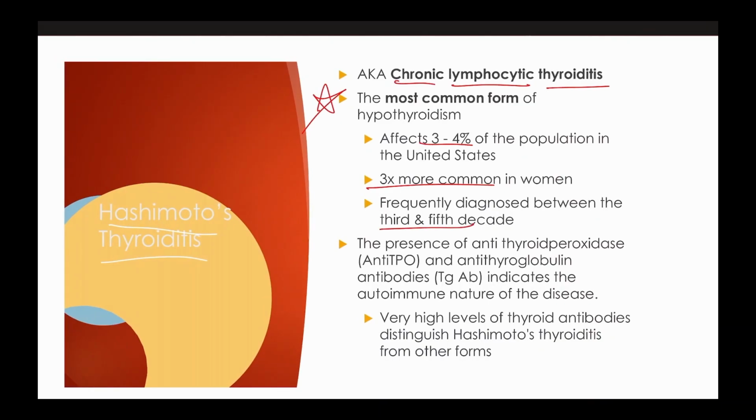20s to 40s. So here we are. The presence in Hashimoto's of antithyroid peroxidase, anti-TPO for short, and antithyroglobulin antibodies, TGAB. These are 2 antibodies that will mess up production of thyroid hormone.